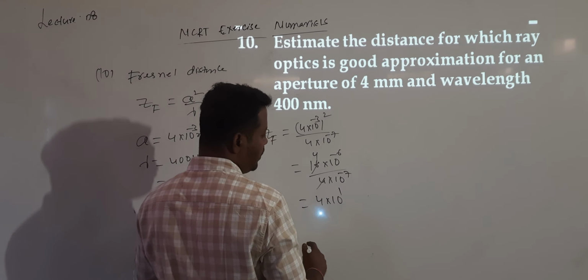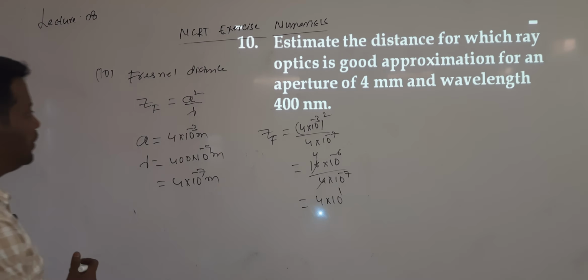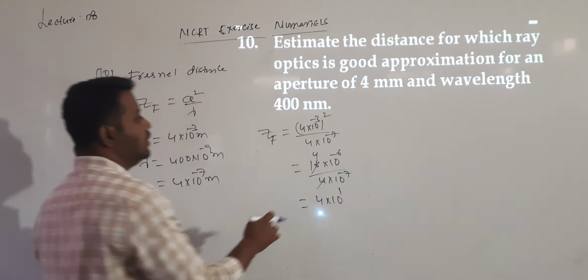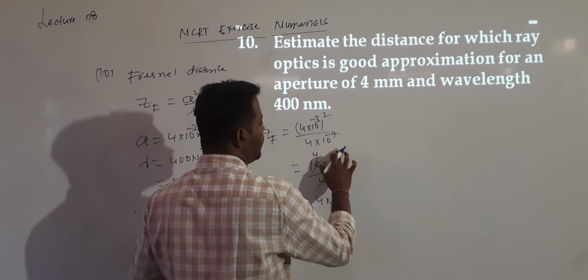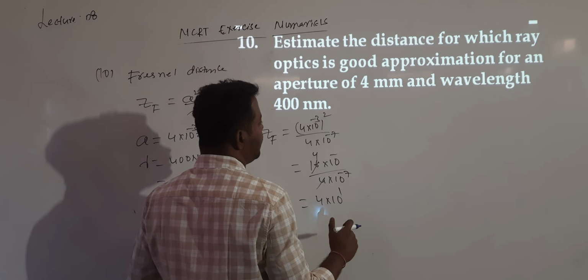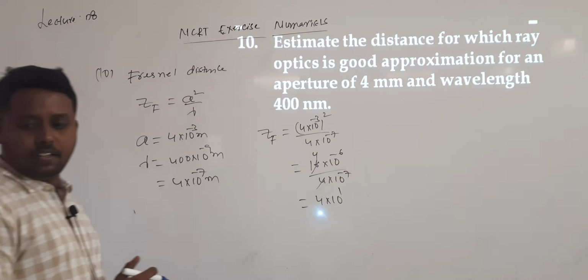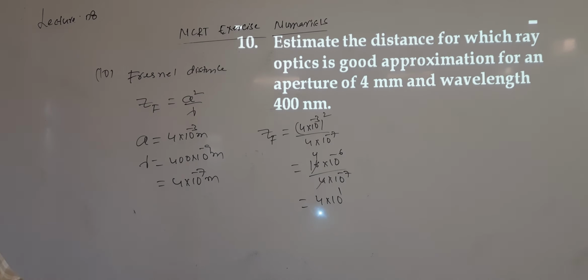Correct? Is it okay now? So A square divided by lambda. A square value 4 into 10 power of minus 3, minus 3 means here it is. Correct only, na? 10 power of minus 6 only. It will come to the numerator. So after simplification we will get the answer for this, which is equal to 4 into, what is the distance value?